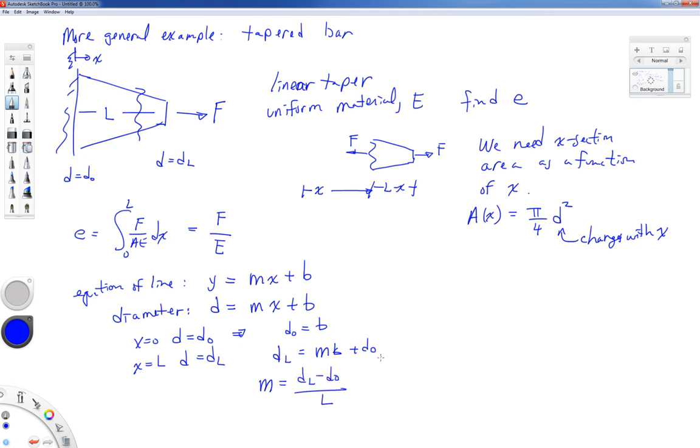So now that we know what the slope and the intercept are, we can go back and put them in for the area. In this particular case, the area as a function of position x would be equal to pi over 4, and I'm going to leave these as symbols, mx plus b, squared, where the m and the b are given by these equations here.